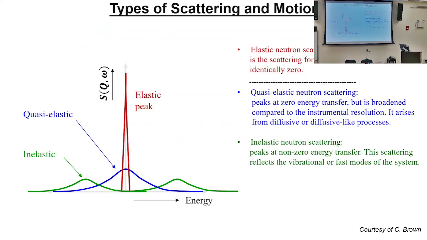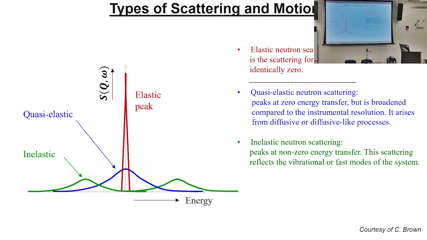Okay, so types of scattering, again, we are looking at the data in energy domain now, not in time domain anymore. So here is a sketch of S(Q, omega) versus energy transfer. Again, we have two types of scattering, elastic neutron scattering. Now this elastic neutron scattering appears as a narrow peak at zero energy transfer. This basically gives us an idea about instrument resolution, as well as it gives us an idea about slower processes that an instrument cannot resolve.